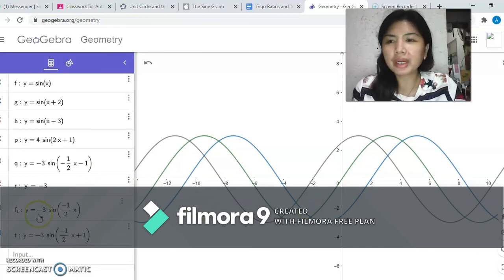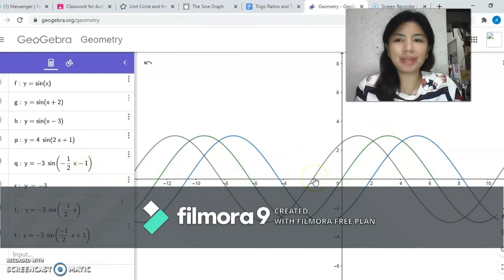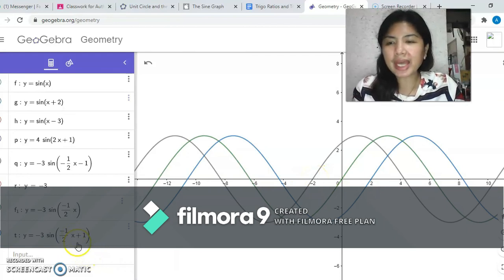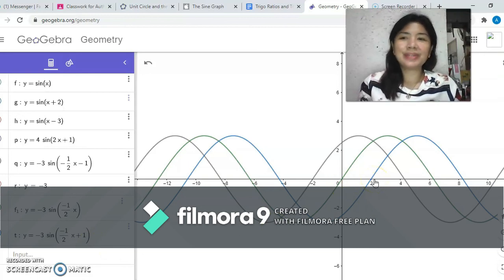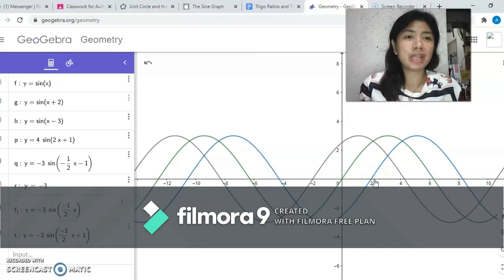So we have negative B here, negative 1/2. This is the origin here, and we have negative 1, so it will shift to the left. There you go, 1 unit of the period. And then we have positive 1, so it's a shift going to the right. There you go. All right, so that's another variation.